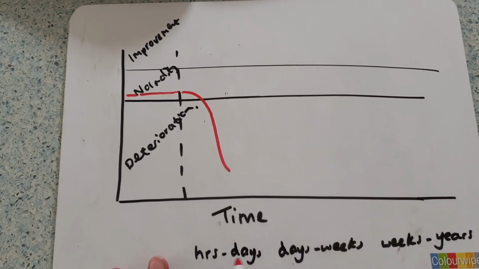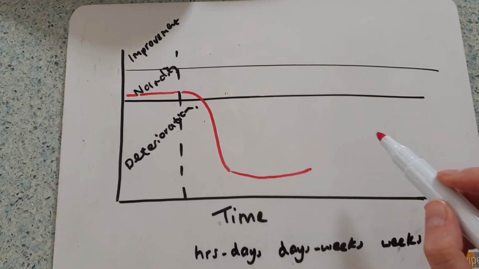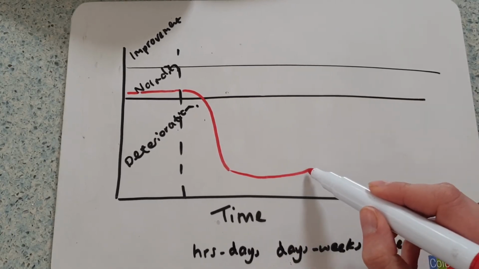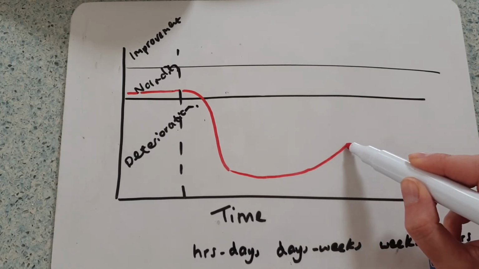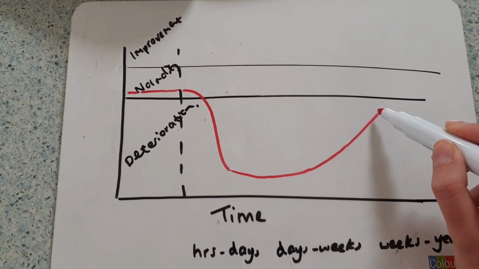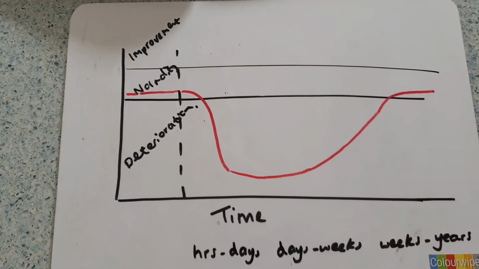That's probably in the hours and days, where you're going to get the biggest drop in service and quality of life. In the days and weeks afterwards, perhaps it will start to get a little bit better. And at some point, hopefully in weeks to years, normality will resume and you'll start to get back towards that normal line. Again, most people get back to normality and just stay in normality. But there are variations of this.